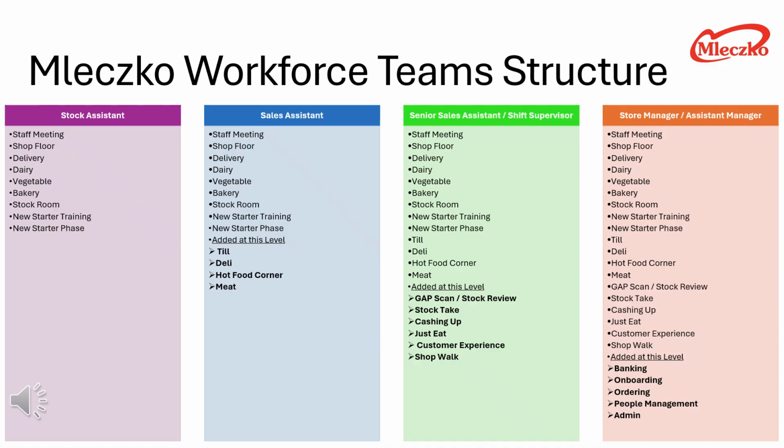Let's start by explaining what teams in Workforce are. Teams represent individual tasks, such as cashing up, or groups of tasks, such as deli, that are assigned to each role. They define the scope of duties and the level of operational responsibility within the system. On this slide, you can see our internal role structure across the stores. Each column represents a role, from stock assistant through to store manager, together with the teams assigned to that role. Management roles are assigned to all teams, while less senior roles have a reduced range of tasks and responsibilities. This reflects how responsibilities expand as roles become more senior.